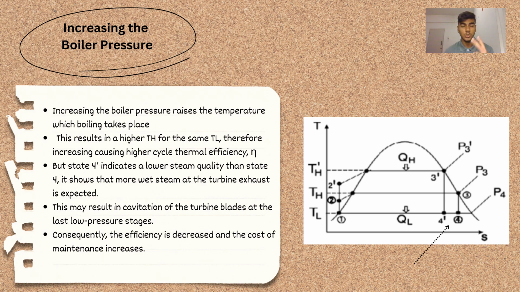Now I'll be continuing on 2 methods to improve the efficiency. Well, the first one is increasing the boiler pressure. Increasing the boiler pressure raises the temperature at which the boiling takes place. This results in a higher temperature at source for the same temperature at sink.